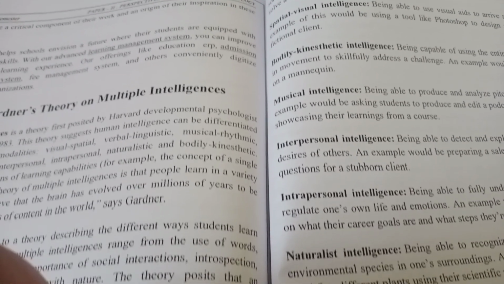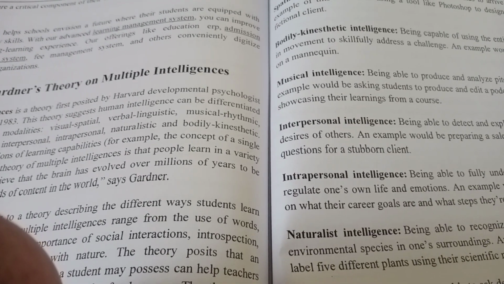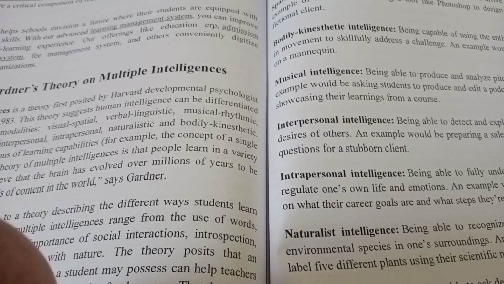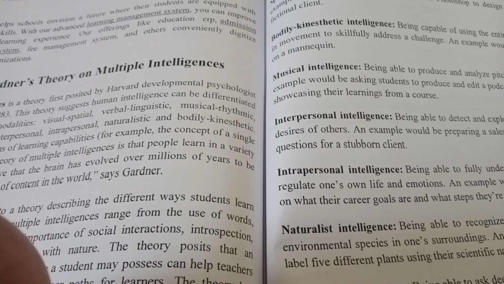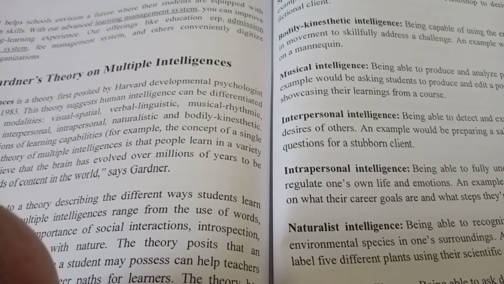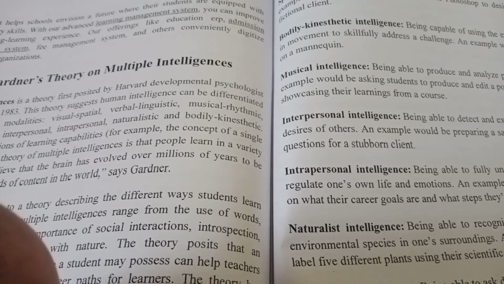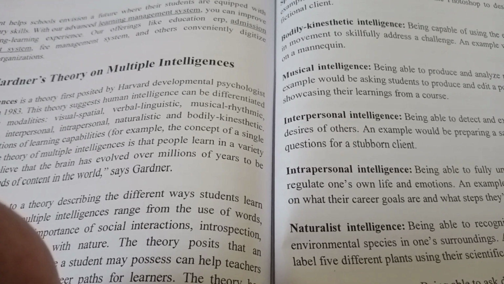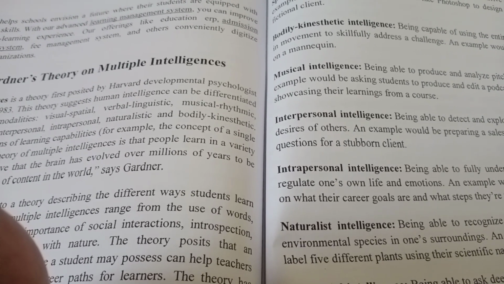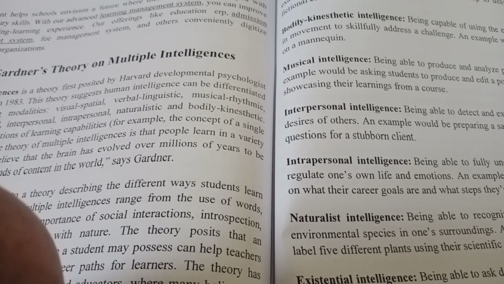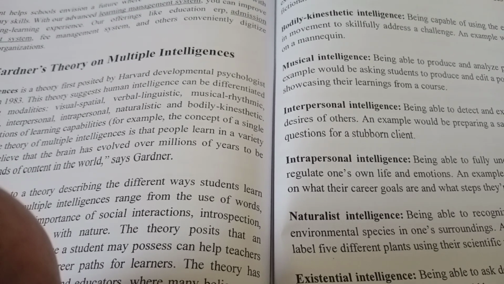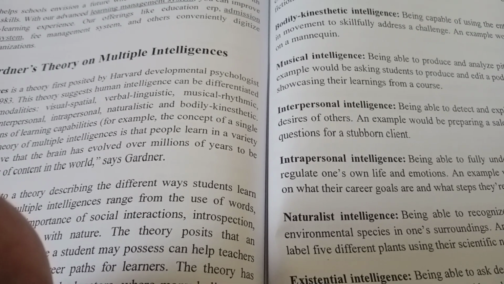Naturalist intelligence, being able to recognize and classify the various plants and environmental species in one's surroundings. An example would be asking students to label 5 different plants using their scientific names after a trip to a greenhouse.